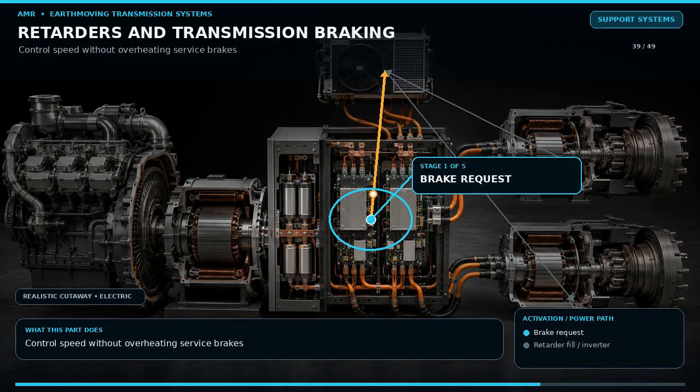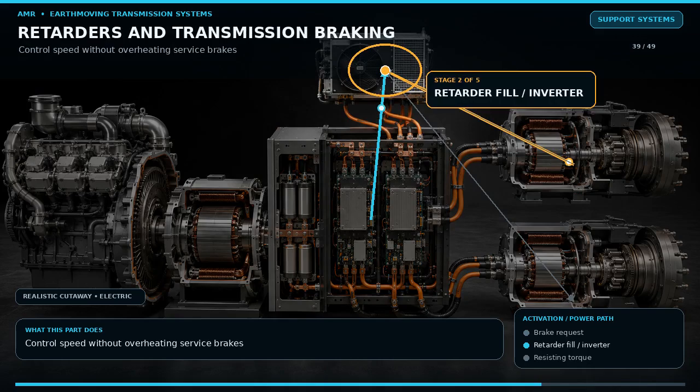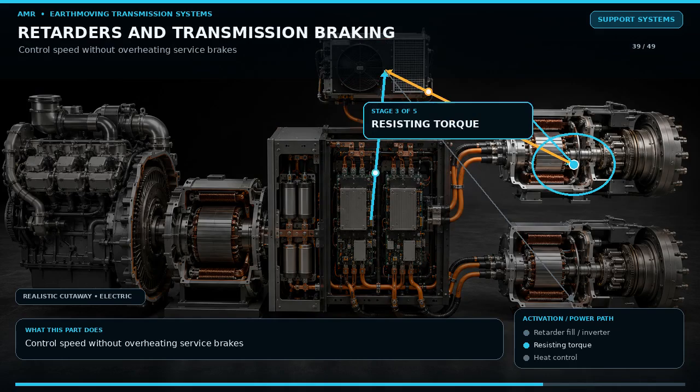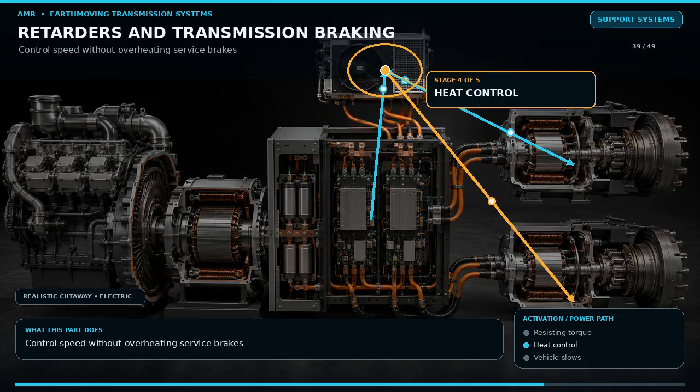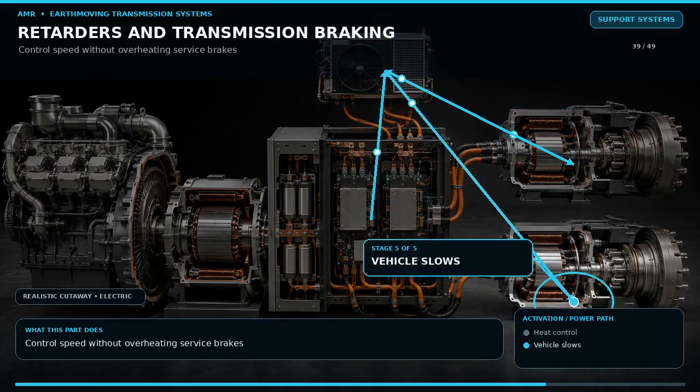Heavy haulers use retarders to control downhill speed. A hydraulic retarder may have a rotor connected to the driveline and a stationary housing. When commanded, a valve fills the retarder with oil. The rotor shears and circulates the oil, creating resisting torque and heat, which the cooler must remove. An electric drive truck uses traction motors as generators during retarding. Power is controlled by the inverters and commonly dissipated through resistor grids.